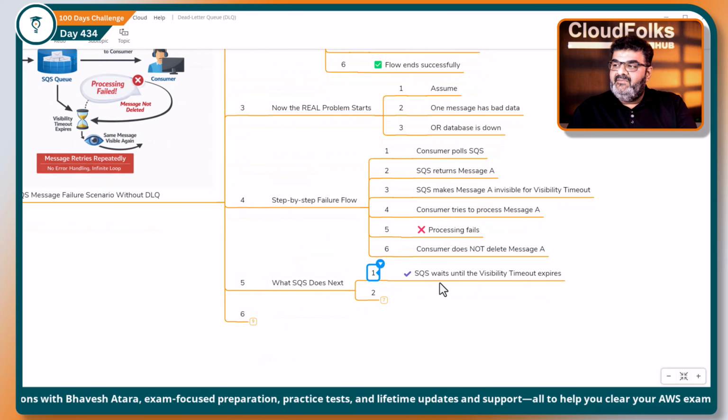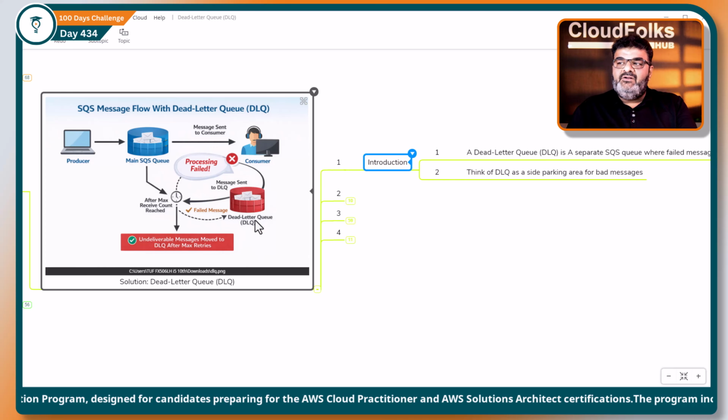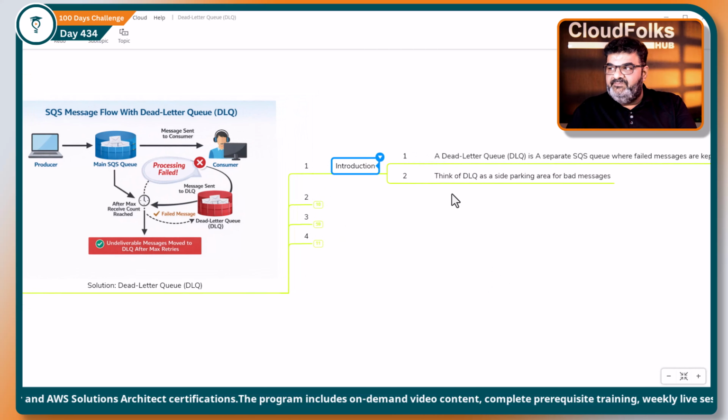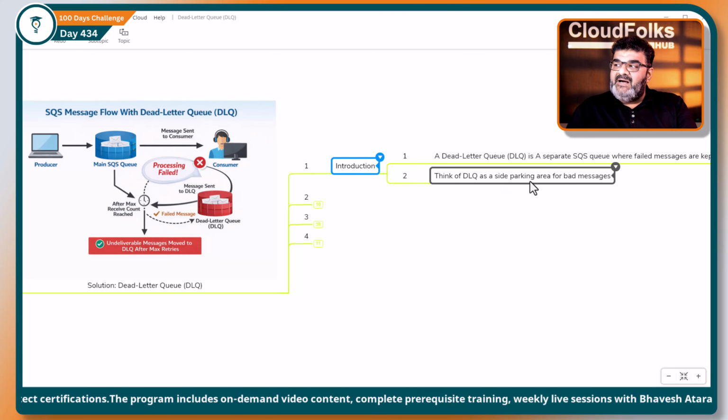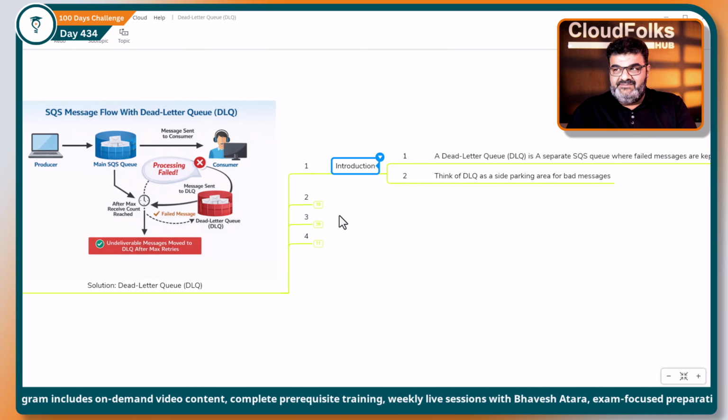So, let's understand DLQ, then we will practically set up DLQ as well. So, introduction of DLQ. DLQ is a separate SQS queue where failed messages are kept after multiple failed attempts. So, you have one main queue and then you have another queue, we call it DLQ. Now, the failed message will be transferred from the main queue to DLQ. Think of DLQ as a side parking area for bad messages.